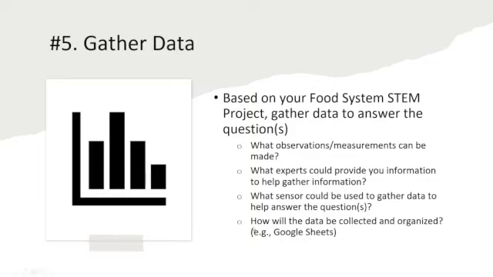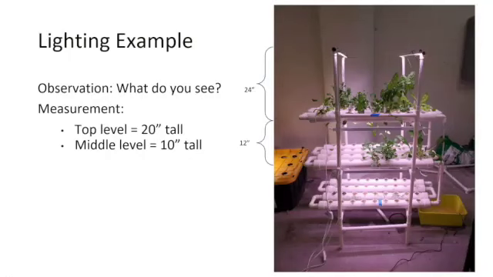And then the last question is, how will the data be collected and organized? And so you can gather the data in a sensor, or you can manually input it into a Google Sheet so that you can then start to do comparisons, make graphs, and start to look at, do you see any patterns here or any differences between your control and your treatment?